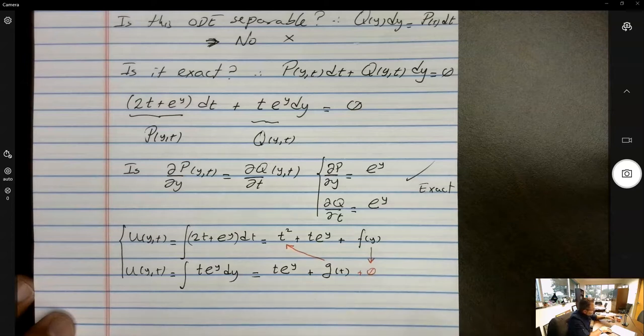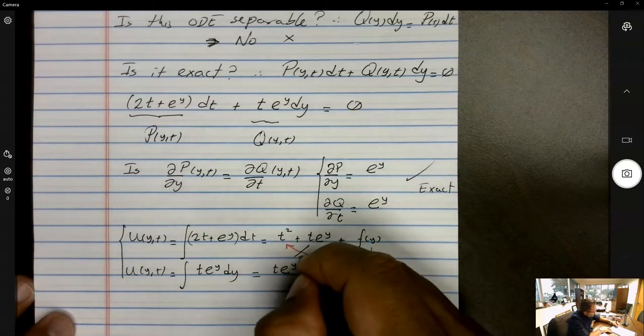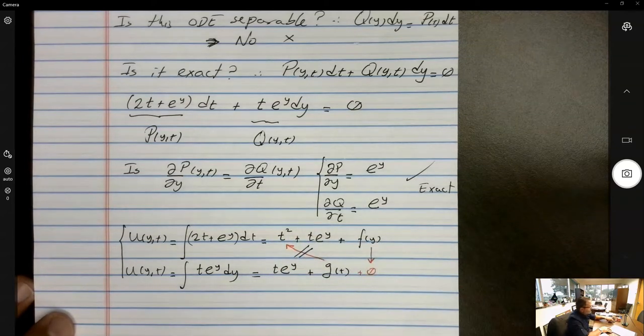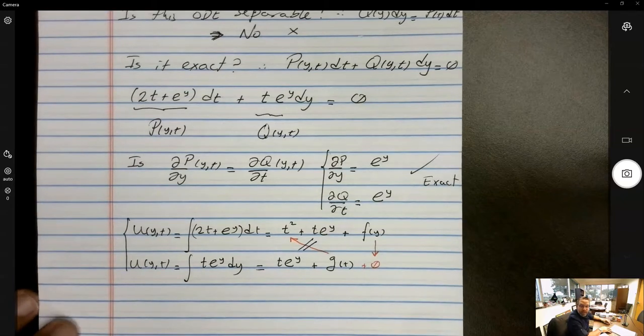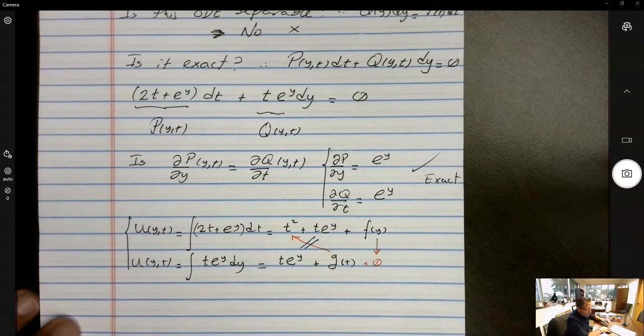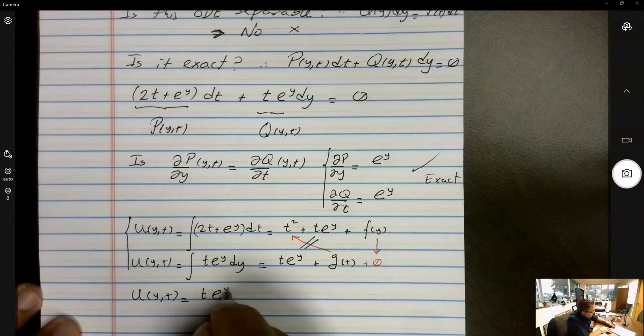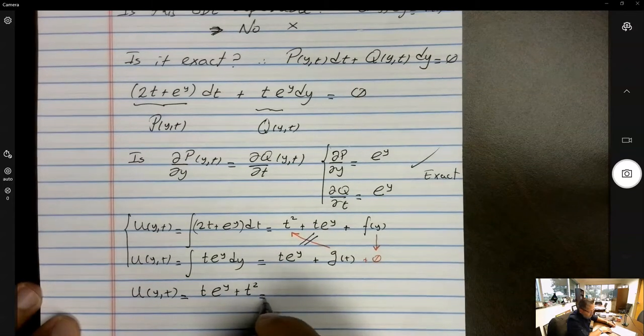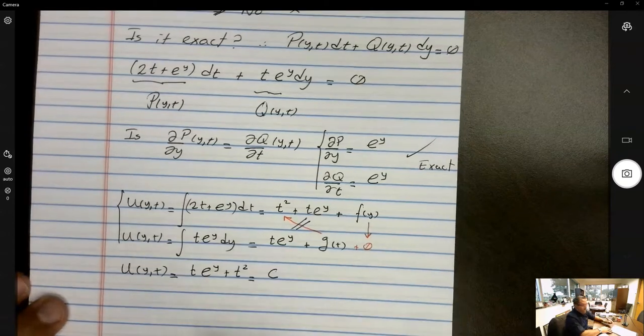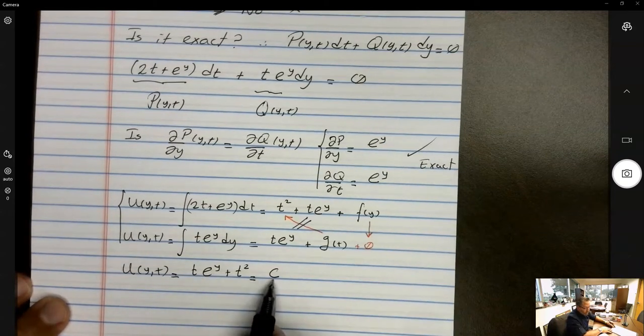And you can see that these two are common between the two integrals. They have to be. Any function of t and y has to be common between the two. So u of y and t is t e^y, that common function, plus that function of t, and that happens to be equal to a constant. That right here is a solution.